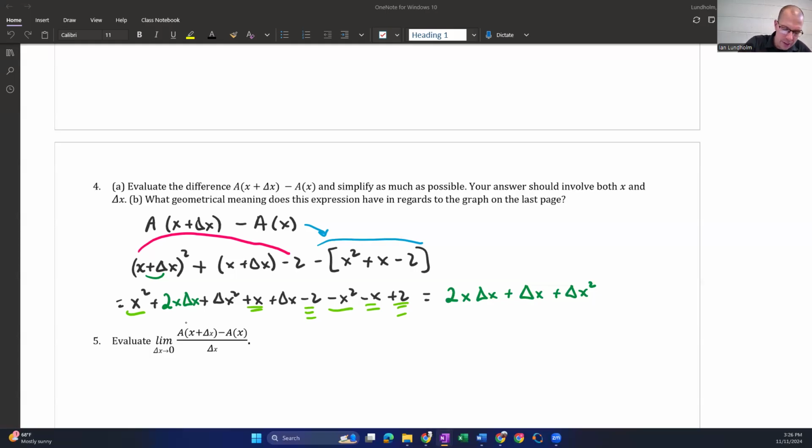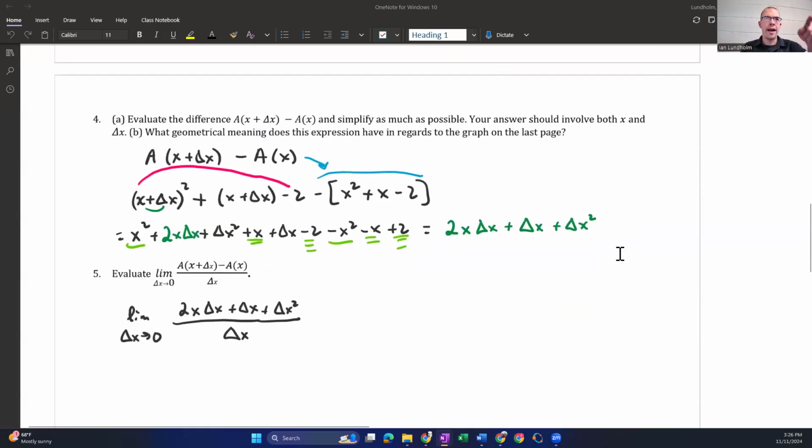Now we're evaluating this limit. So we're going limit as delta x goes to 0. We've already figured out that top part, so I'm just going to throw in 2x delta x plus delta x plus delta x squared all over delta x. Thankfully, these all have a nice common factor, so we can go ahead and divide through by that.